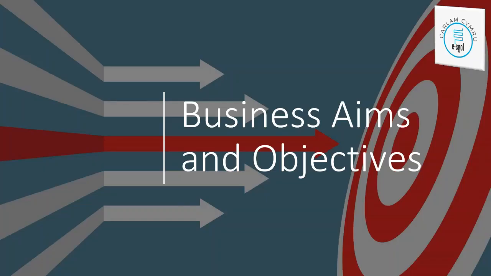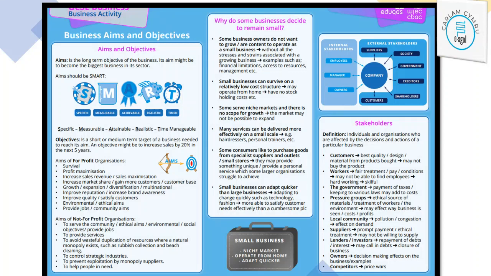We're first of all going to look at business aims and objectives, and the same as last week, I'm using the WJEC knowledge sheets, which you can find on the WJEC website. They're really handy to condense your notes, especially if you've been missing some lessons, or maybe your book isn't as presentable as you would like it. So, looking at business aims and objectives.